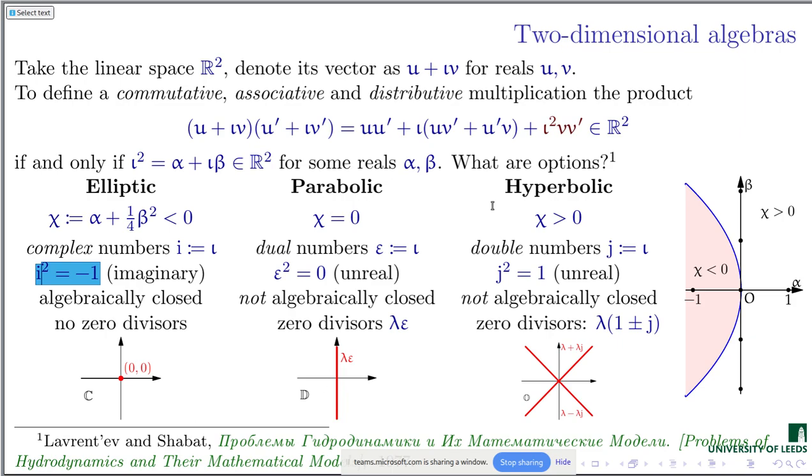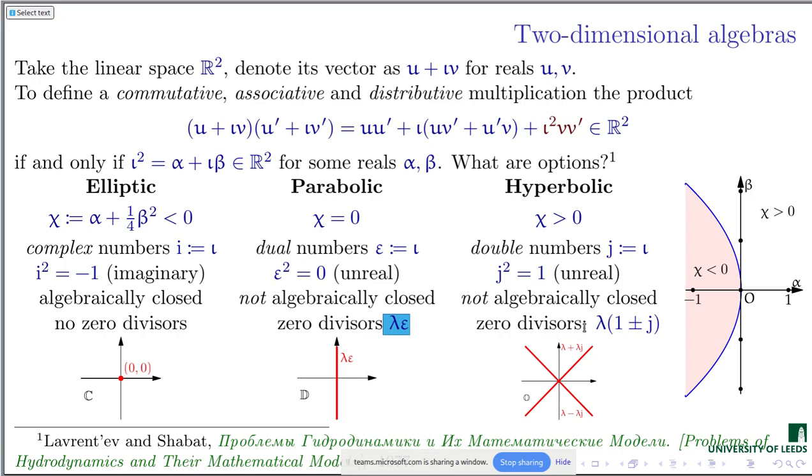In the parabolic and hyperbolic cases, dual and double numbers miss all those good properties. They are not algebraically closed. You may again have an equation with dual or double number coefficients, and you cannot solve it. You still need complex numbers. There are plenty of zero divisors. Everything times that epsilon, with any real number, squares to 0, of course.